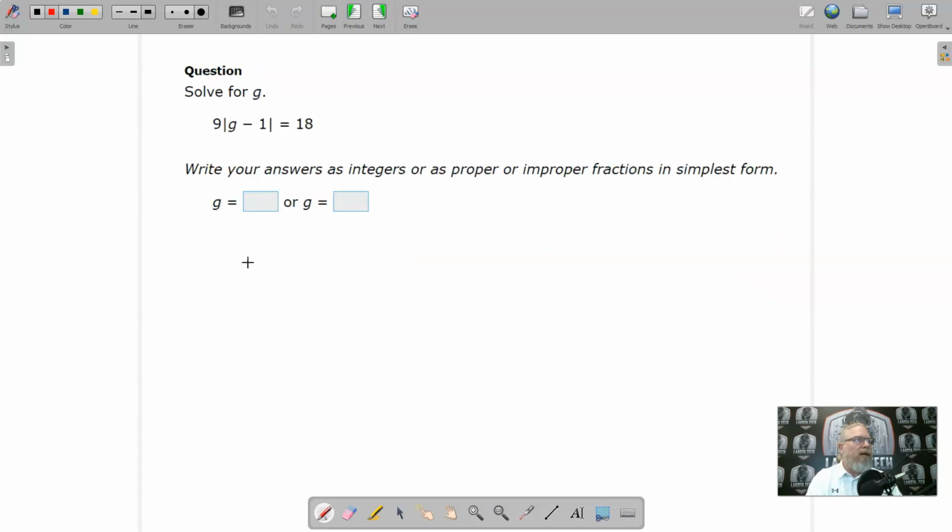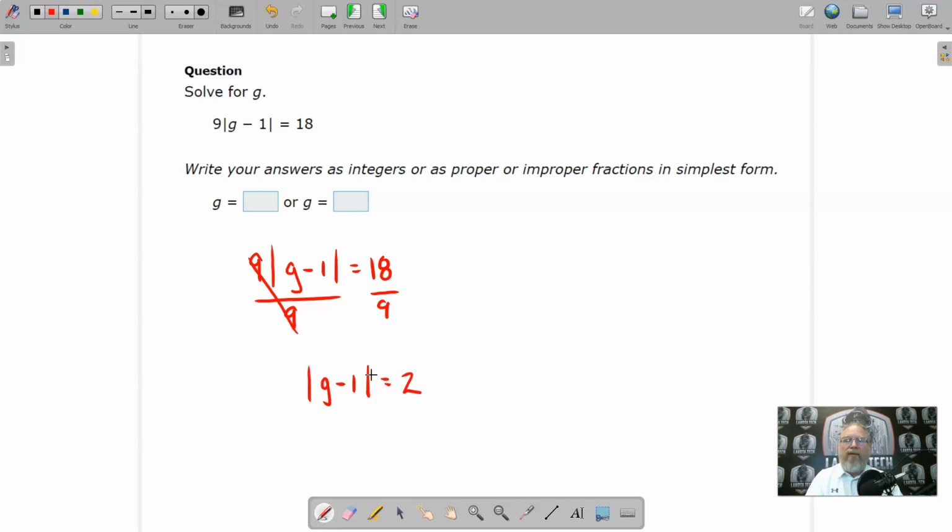On the next one, I have 9 times the absolute value of g minus 1, and that's going to equal 18. So the 9 is tied to the absolute value of g minus 1 through multiplication. The opposite operation is division. I'm going to divide by the very number I wish to get rid of, and what I do to one side, I'm going to do to the other. I do that because I want the 9s to cancel each other, leave me with the absolute value of g minus 1 on the left, and 18 divided by 9 is 2.